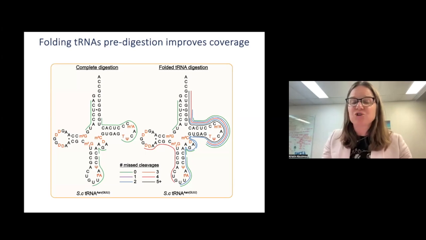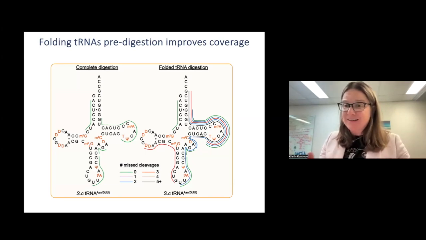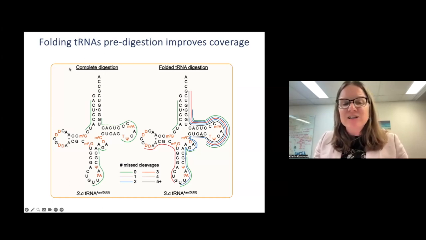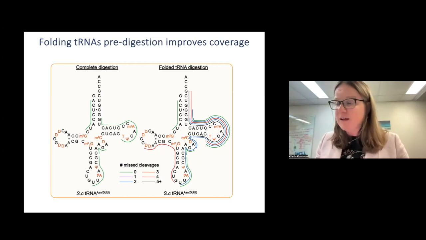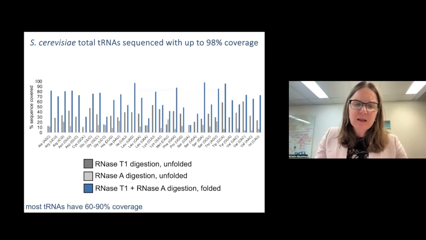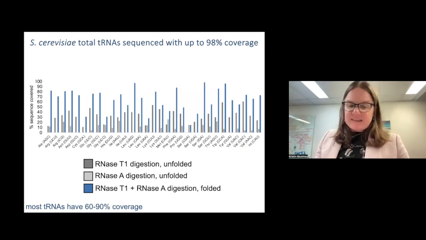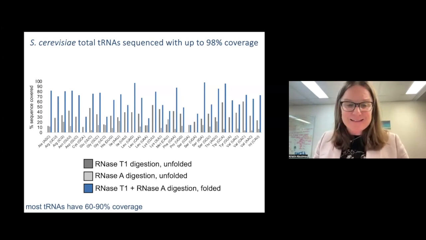An example of how just this folding procedure prior to digestion increased our ability to map tRNAs is shown here, where you can see for this particular asparagine tRNA, if you completely digested it, as had been done most commonly before, you had a handful of oligos that you could detect. However, when Josh simply folded his tRNA before digesting it, he got much longer pieces that he was now able to confidently map back. This has given us 60 to 90% coverage on most tRNAs, and that's fantastic.